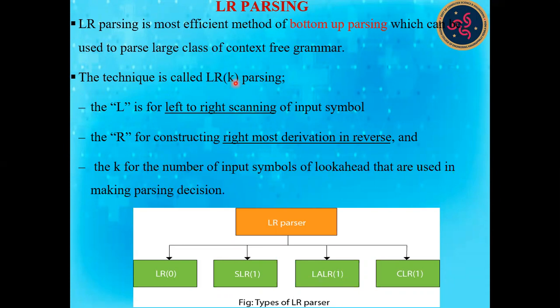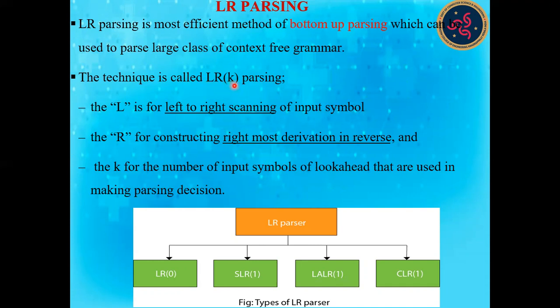And there is a K value. K is an integer value, meaning the number of input symbols of look ahead that are used to make parsing decisions. That is, it will look at the next symbol. Suppose there is an input symbol being scanned; the parser will also look at the very next symbol that has not yet been scanned. That type of parsing is called LR parsing.